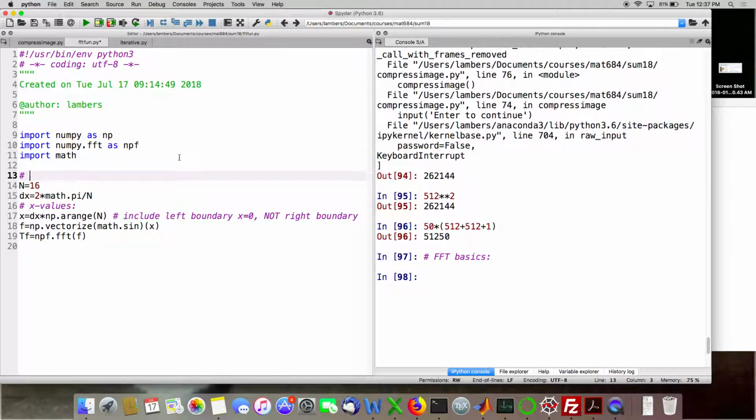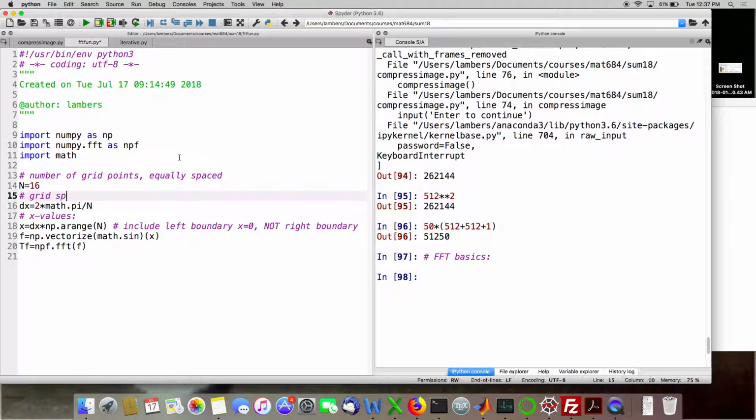Okay, so here n is the number of grid points, equally spaced. Grid spacing on the interval 0 to 2 pi. I have a parenthesis here to indicate that 2 pi is excluded. And then a vector of function values. So I take a function sine, vectorize it, so I can apply that vectorized function to my vector x.